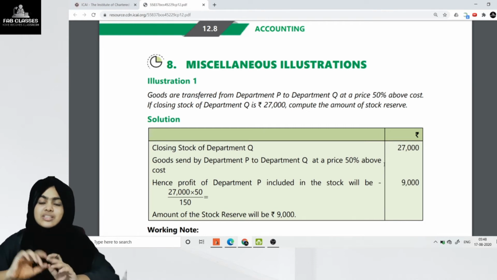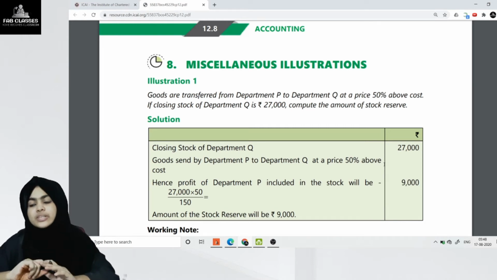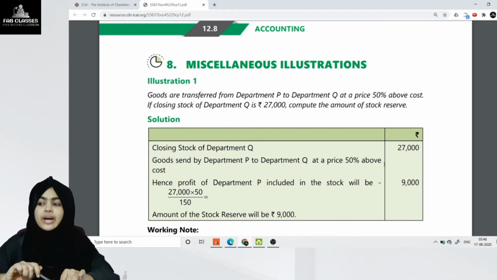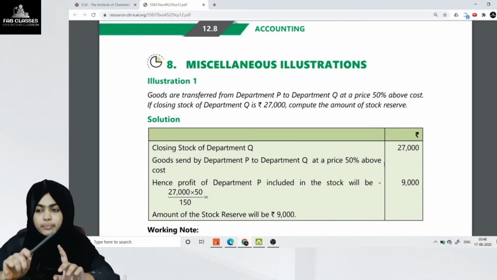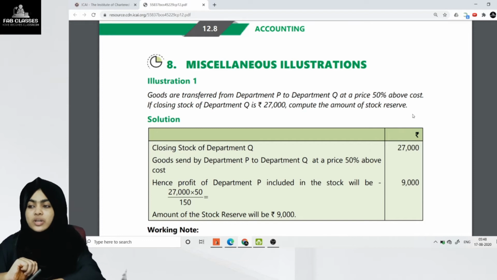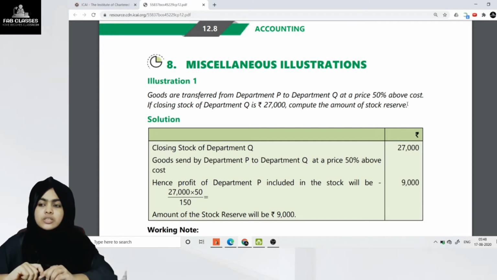It's a simple question, just a basic question relating to departmental accounts. The question is: goods are transferred from department P to department Q at a price 50% above cost. If the closing stock of department Q, that is the receiving department, is 27,000, we have to compute the amount of stock reserve. If you don't know what is meant by stock reserve, it means the hidden profit. So let me explain this question for you.